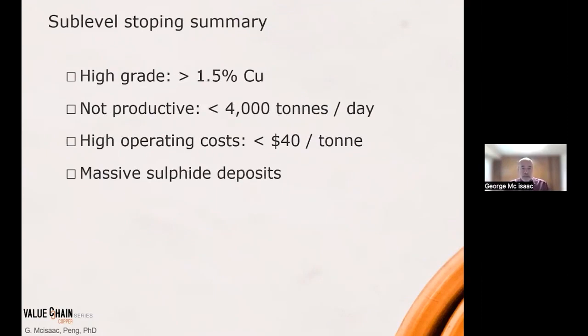Sublevel stoping. In this case, because the operating cost is much higher, greater than $40 per ton just for the mining, we need a higher grade, probably greater than 1.5% copper. They are definitely not as productive as the previous two mining methods. It is very rare to see a sublevel stoping mine produce more than 4,000 tons per day. And this method is quite amenable for massive sulfide deposits.